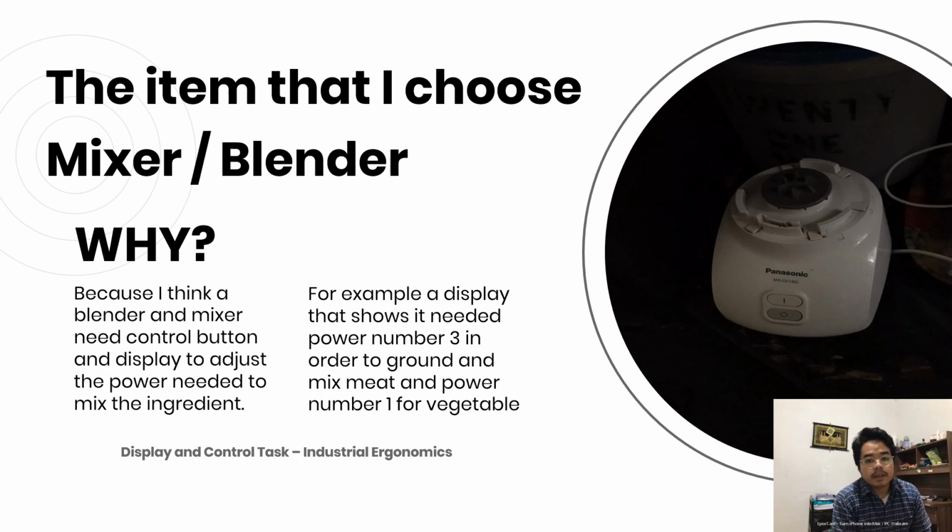For what? For example, if you want to grind meat, you need control button number 3. If you want to grind vegetables or other ingredients, you can use control button number 1. So it differs in the power and the variation of speed needed to mix the ingredient itself.